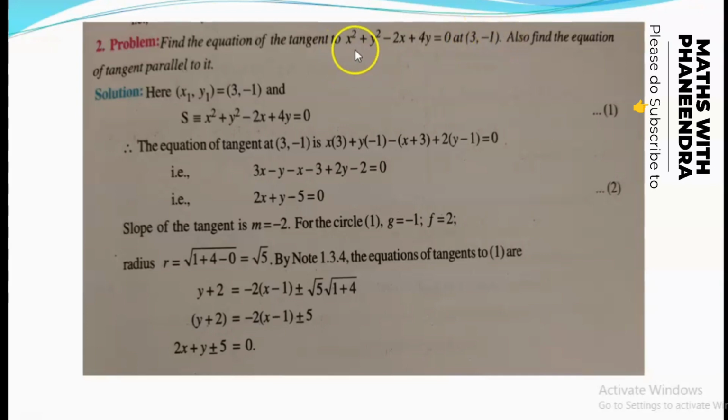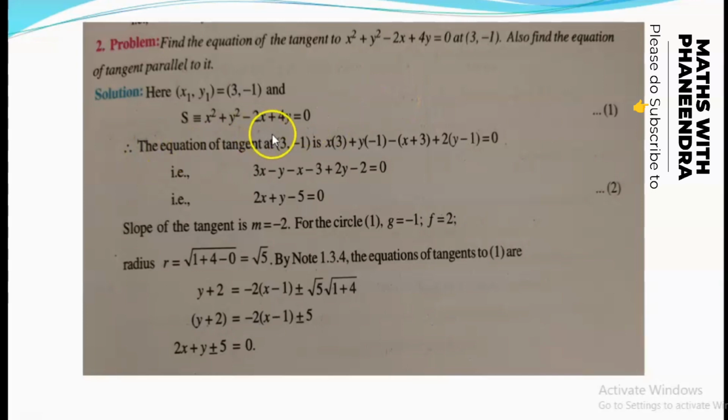Given circle x² + y² − 2x + 4y = 0. From this, what we have to do is compare with the general equation of circle and get the values of g, f and the radius value also. So comparing with the general equation of circle, 2g = −2, g = −1, 2f = 4, f = 2.